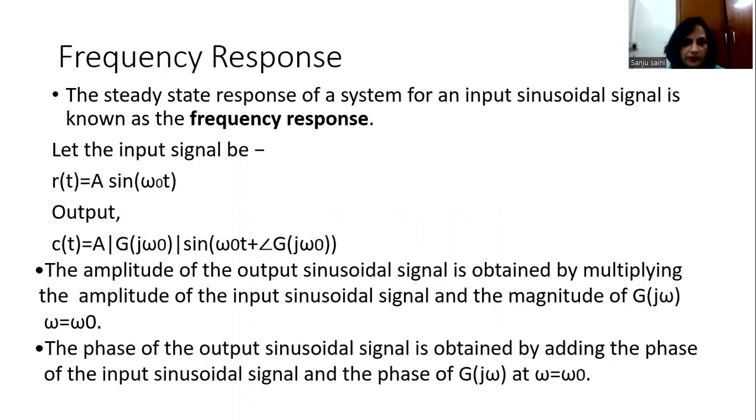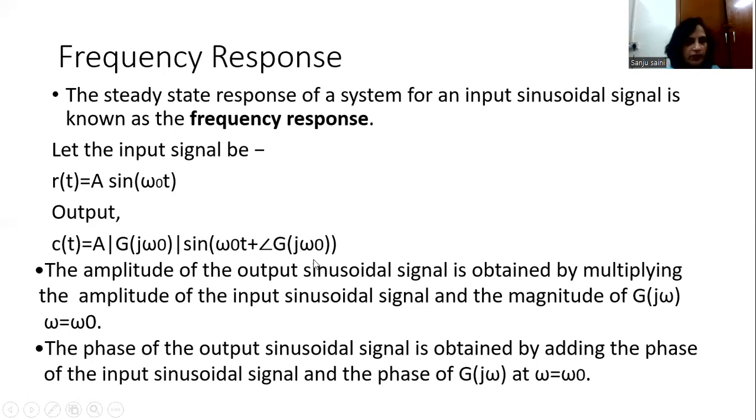What is frequency response? Let us consider a system to which an input sinusoidal signal is given. Let the input signal be represented by r(t) = A sin(ω₀t). Then the output is given as c(t) = A |G(jω₀)| sin(ω₀t + angle of G(jω₀)). It means that if a sinusoidal input is given to the system, then depending upon its transfer function, its magnitude gets modified by a factor |G(jω₀)|, and a phase angle of ∠G(jω₀) will be added to it.